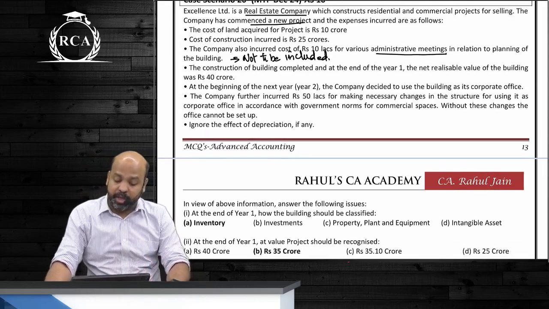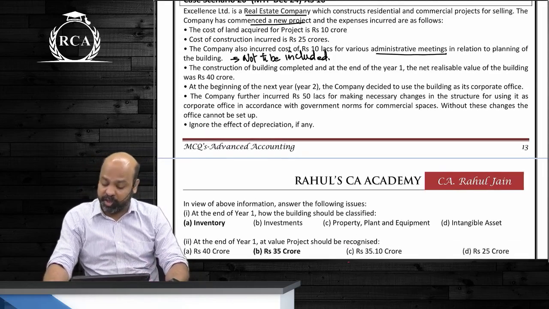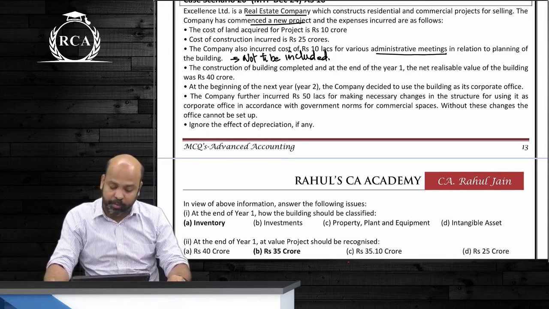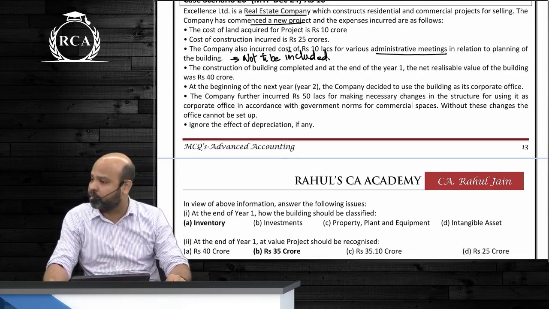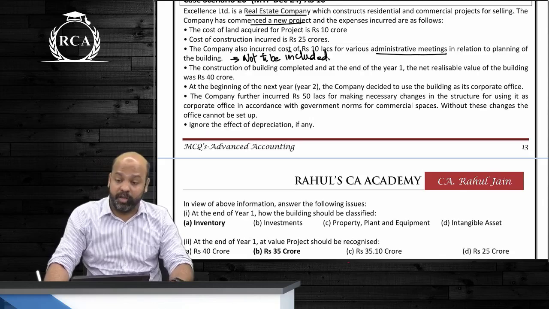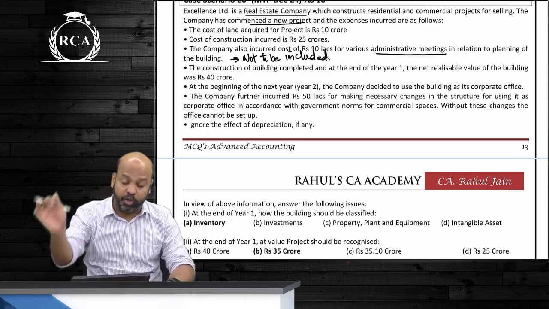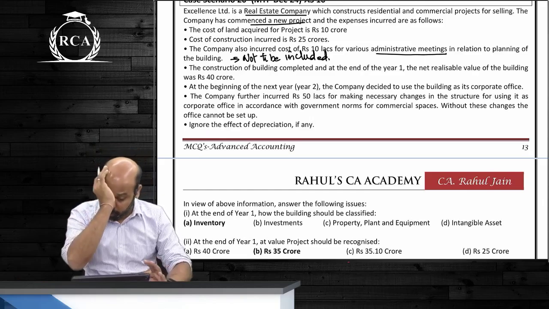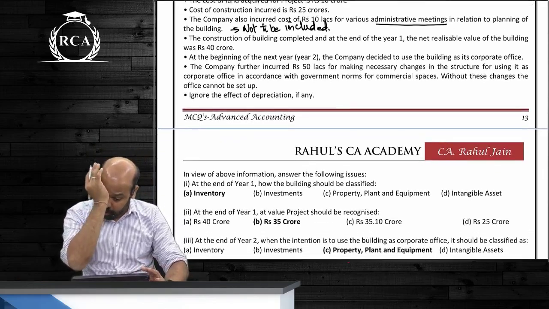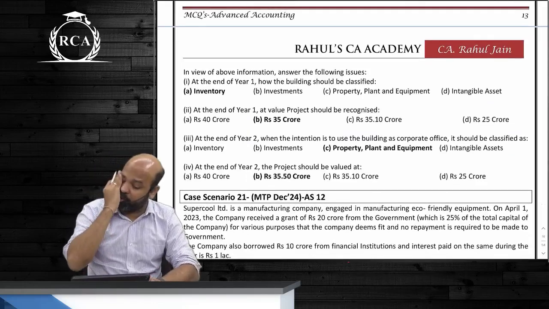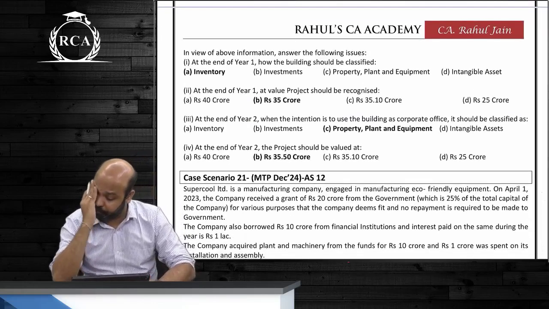The company further incurred 50 lakh rupees for making necessary changes in the structure for using it as a corporate office in accordance with government norms. Isn't this an expenditure attributable to bringing the asset to its present location and condition? What should you do? Add it to the cost. Ignore the effect of depreciation. At the end of year 1, how will you classify that?